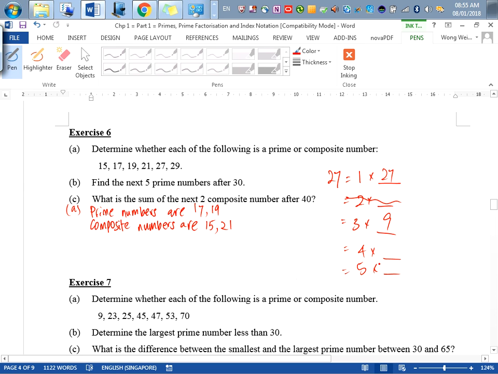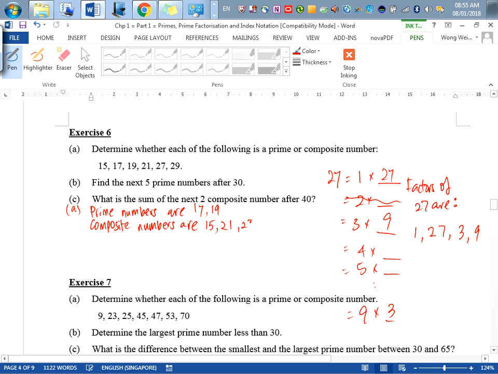Possible? 5 possible? All the way until 9 times 3 again, right? So what are the factors of 27? What are the factors? Sheldon? 1, 27, 3, 9. Okay, so these are the 4 factors of 27. So is 27 a prime or composite number? Composite, yes.